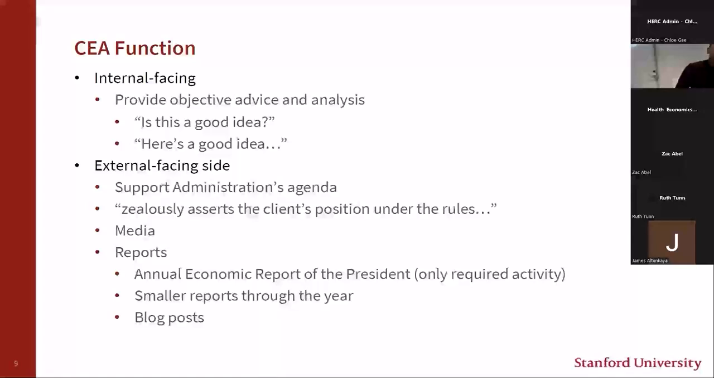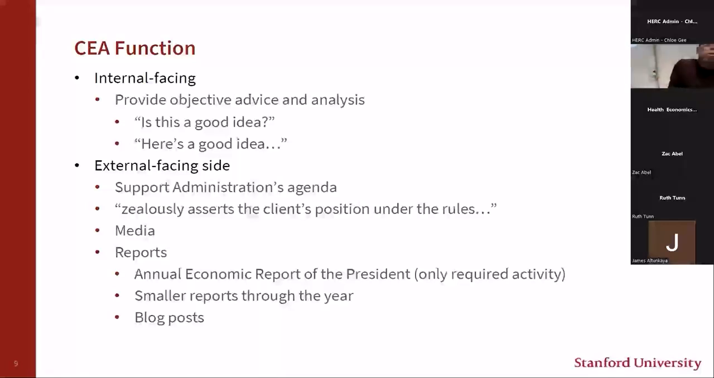And then also reports. The only thing the council really has to do, that's in the statute, is the annual economic report of the president. So we'll present that, and that's a year in review from an economic perspective. It doesn't matter if it was the 1930s and the Great Depression, that report is always going to give the administration's view, be supportive, and talk about successes and things like that, right?